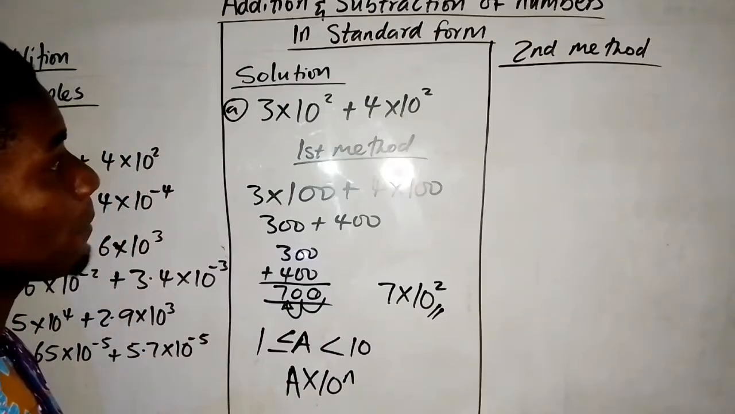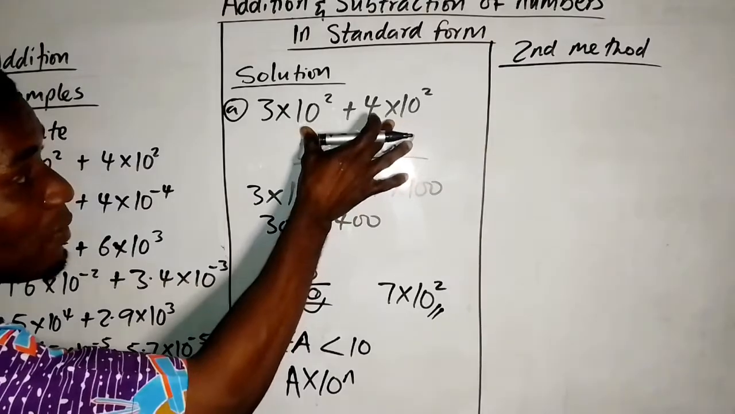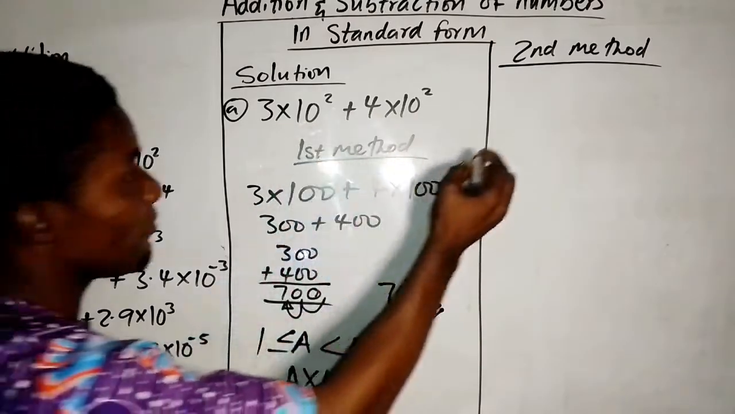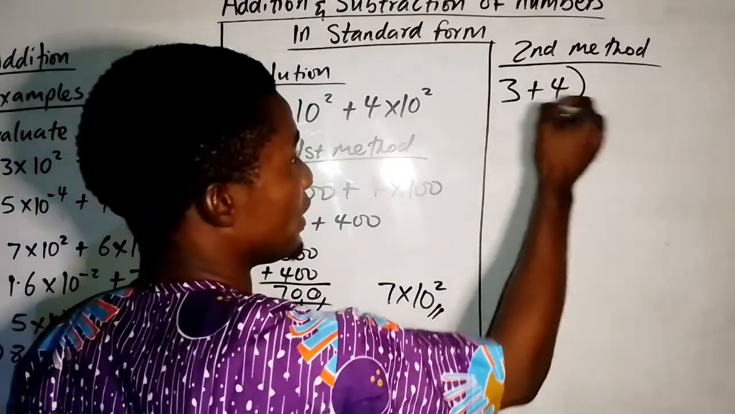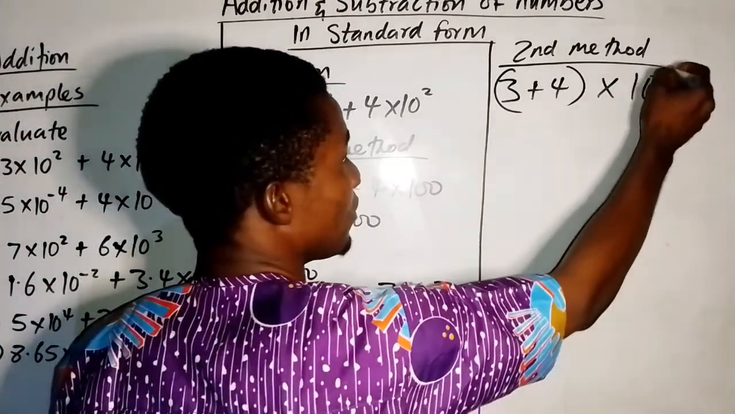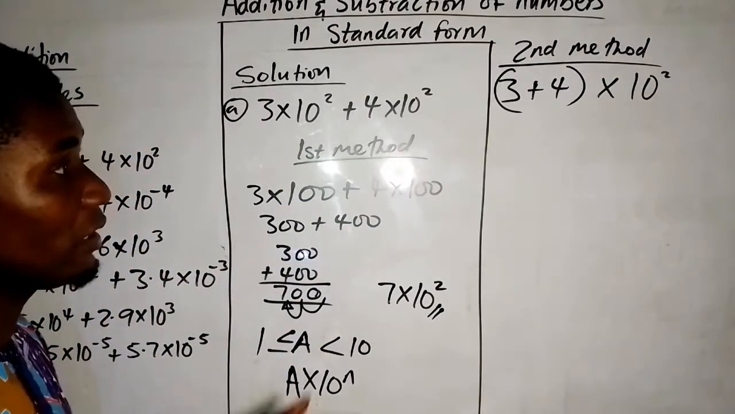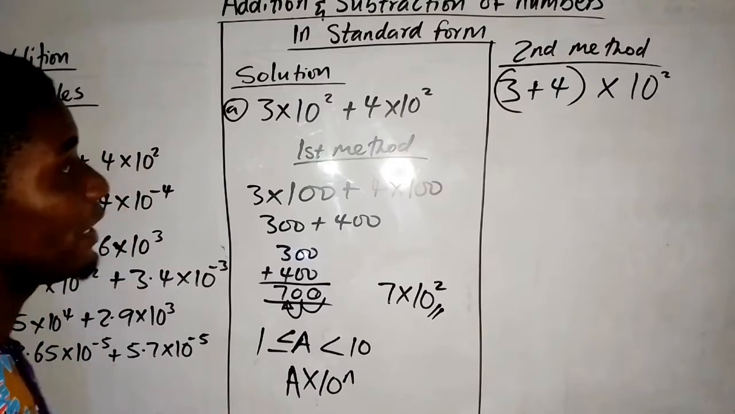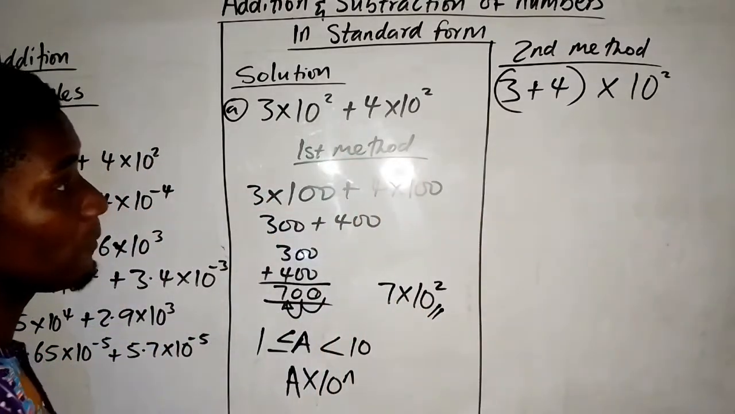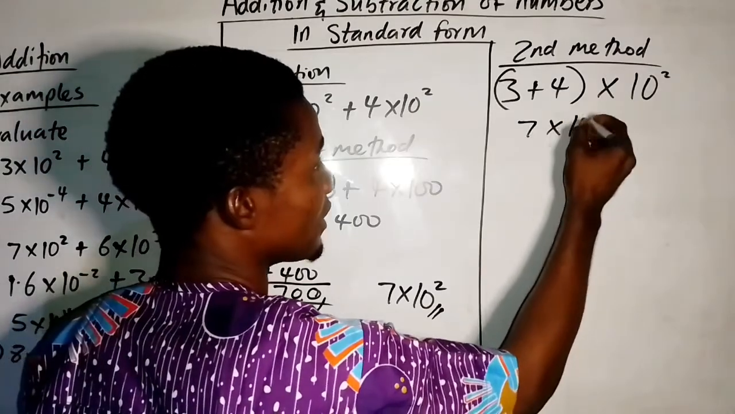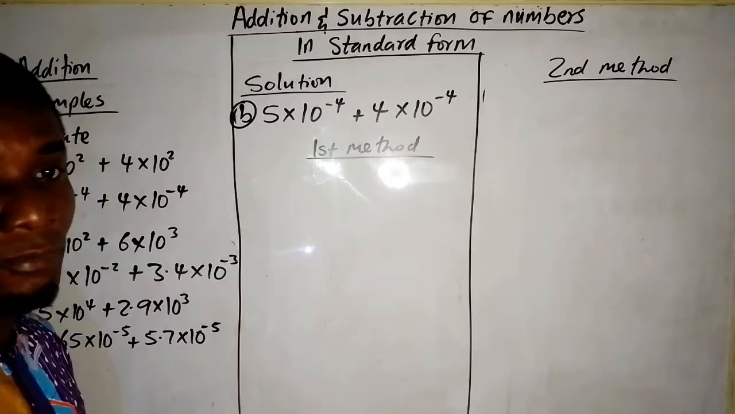For the second method, we consider the power and the base. Since the power and the base are the same, we have a common factor. So we're going to have 3 plus 4 in brackets times 10 raised to the power 2. 3 plus 4, that is, you add up your coefficients, which are the first numbers we're having here, times 10 raised to the power 2, because we have 10 raised to the power 2 in common. We have 7 times 10 raised to the power 2. This is your answer.